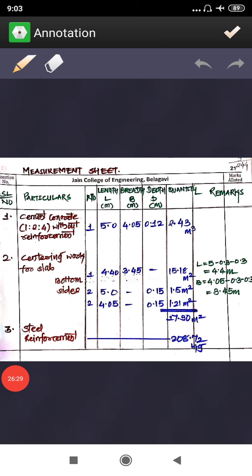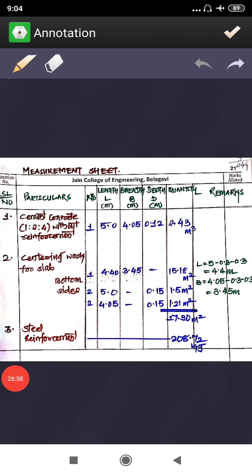Now I'll have all these quantities in the measurement sheet. So here first I'll be determining the cement concrete for 1:2:4 without reinforcement. Here you can easily find out the quantity of slab. One number, length is 5, width is 4.05, and the depth is 0.12. So you will be having 2.43 meter cube as the quantity of cement concrete.